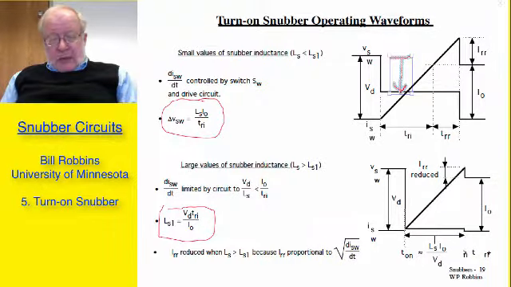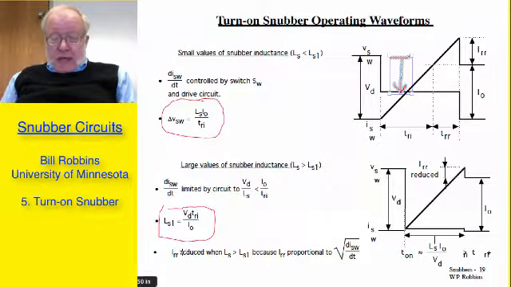It will depend on the specifics of your situation, just how much you want to drop that voltage in order to protect the switch. But there's another function that this inductor can take on if you use overly large values of inductance, that is greater than Ls1, and that is to reduce the rate of rise of the current.